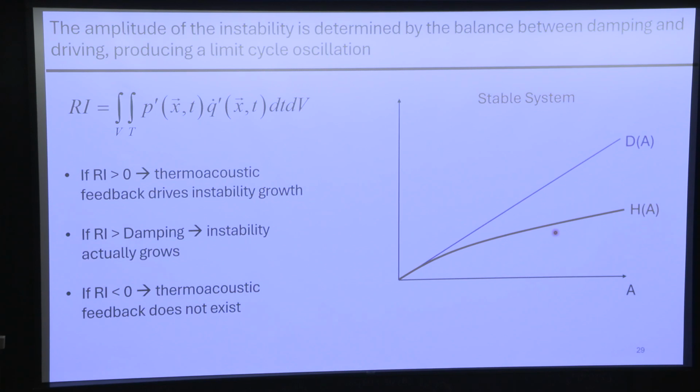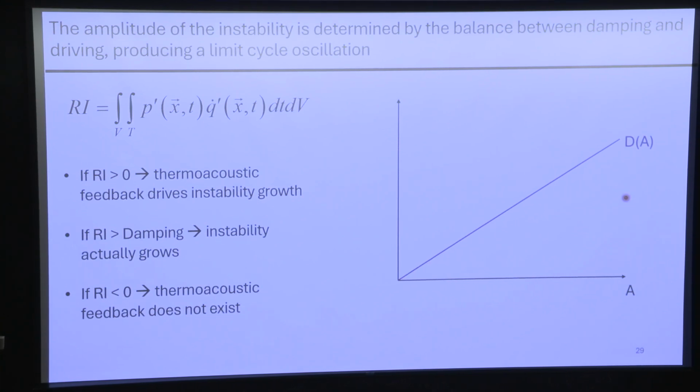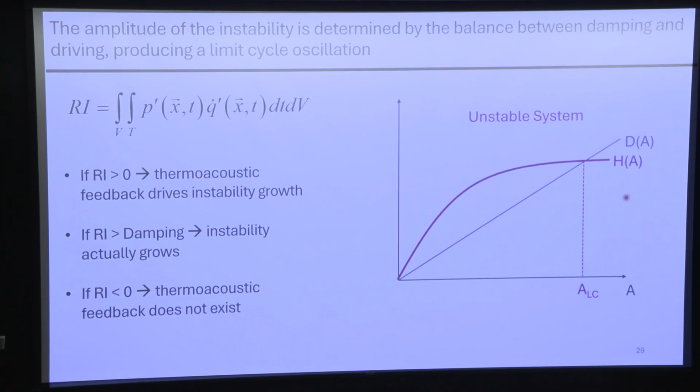Flame dynamics, as we'll see soon, are typically not linear. It looks linear at the beginning, right, at small disturbances, and then it becomes nonlinear. So this is a stable system, but if I want to figure out what the amplitude of my unstable system is, I have to have a situation that looks like this. And this is a pretty typical driving curve for a flame.